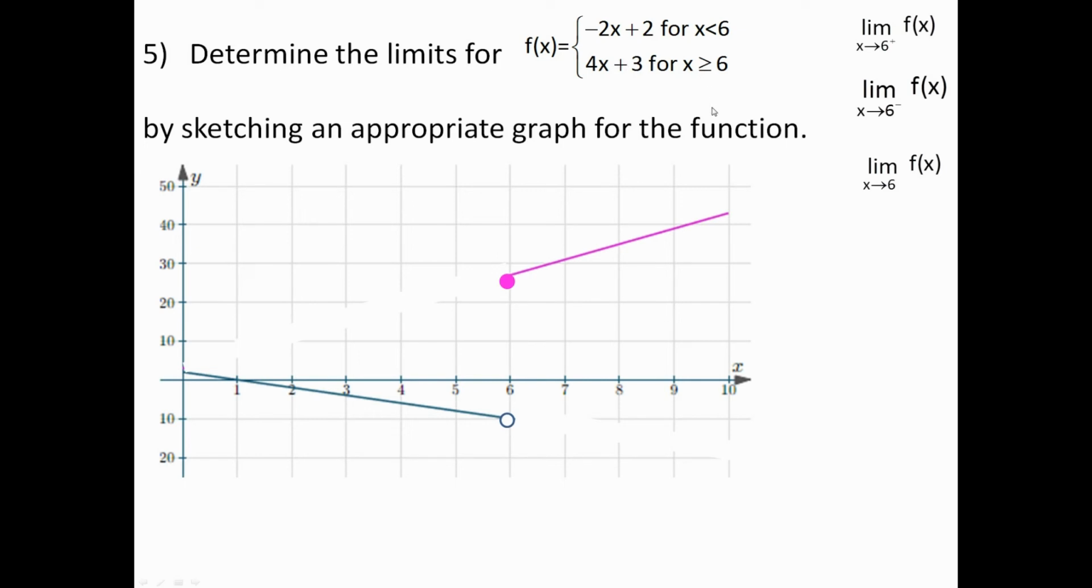Where is 6 mapped? 6 is mapped by this formula, which would be what, 27? So f of 6 is actually 27. So this ordered pair is the ordered pair (6, 27), and that's indicated with this filled in circle. And for x larger than 6, we have this line, and that's the magenta line here. Okay, so that's the graph of the piecewise defined function.